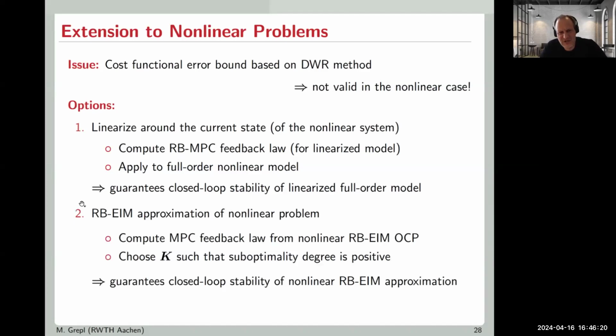The other option that we considered is an RB-EIM approximation of the nonlinear problem. So we compute the MPC feedback law from the nonlinear RB-EIM optimal control problem, and we choose k such that the suboptimality degree is positive. If we do this second approach, then we can guarantee closed loop stability of the nonlinear RB-EIM approximation, because we again replaced our cost functional with a reduced order cost functional.